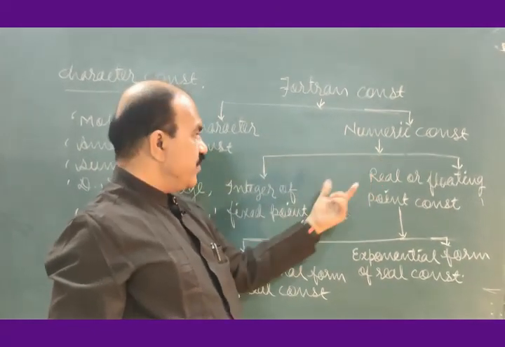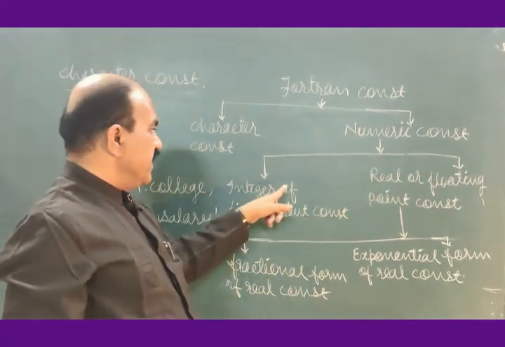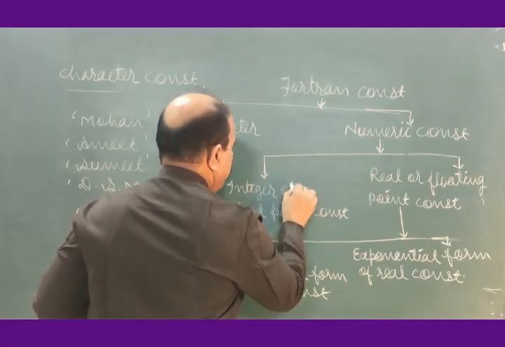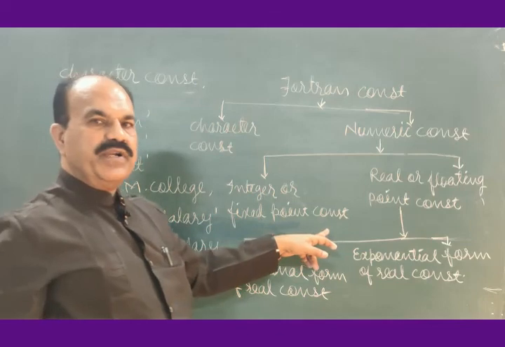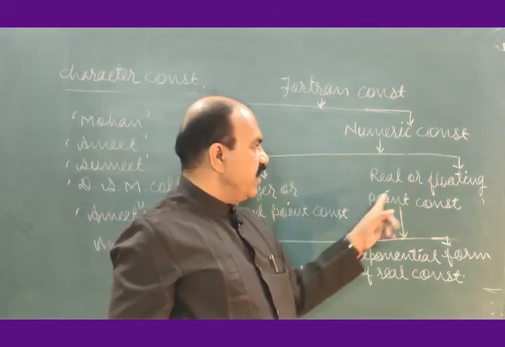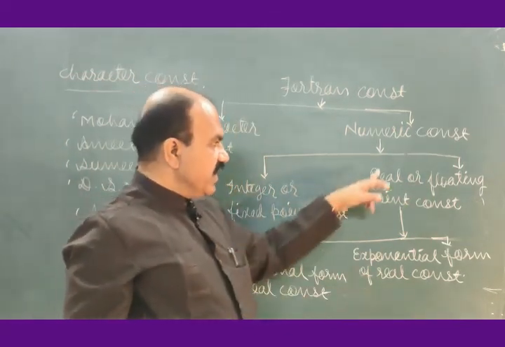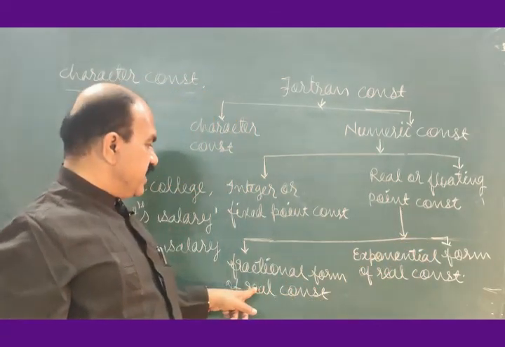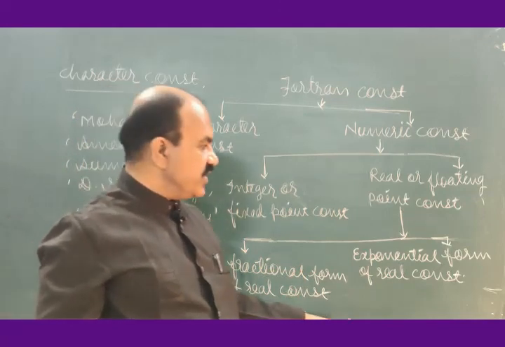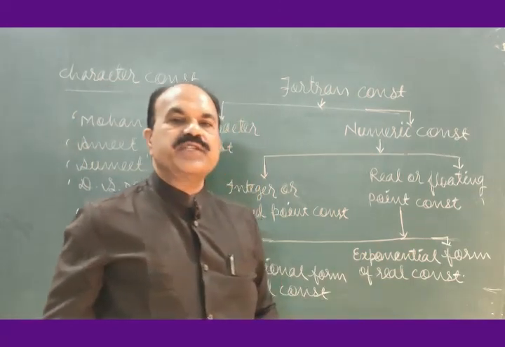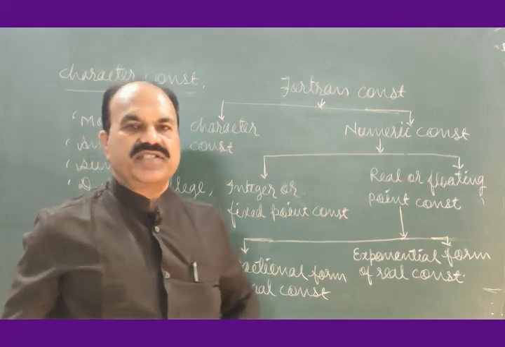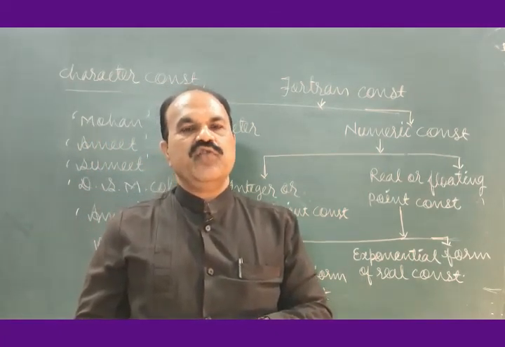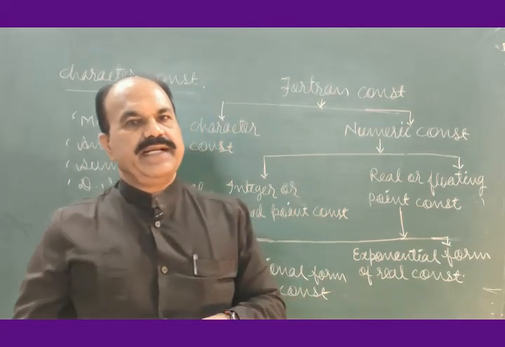Fortran constants, basic categories: character constant, numeric constant. Numeric constants further divided into two categories: integer or fixed point constants, and real or floating point constants. Real or floating point constants further divided into two categories: fractional form of real constants, and second category is exponential form of a real constant. This is about the constants used in Fortran. Hope you understand this. Thank you.